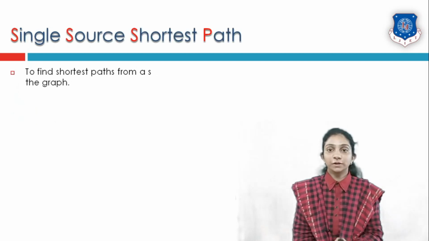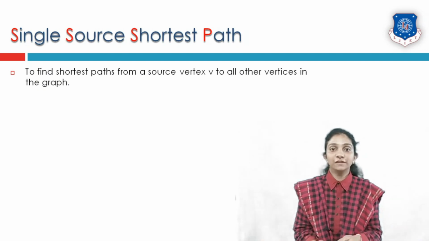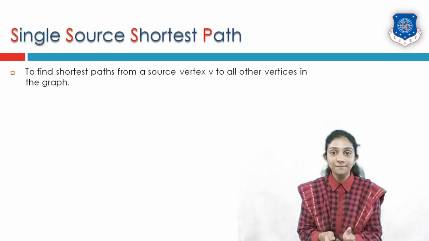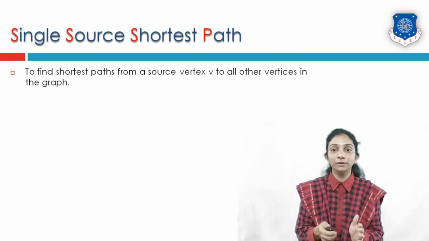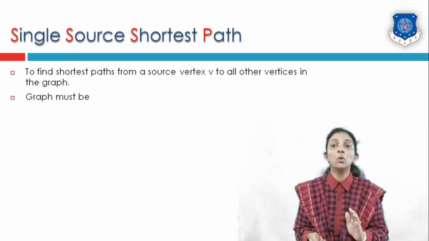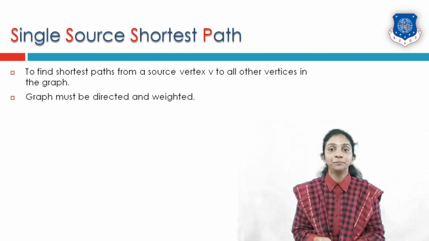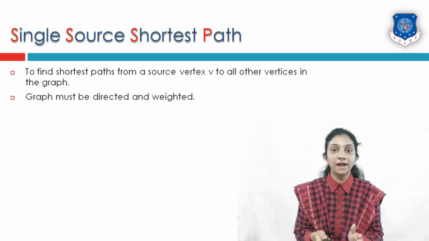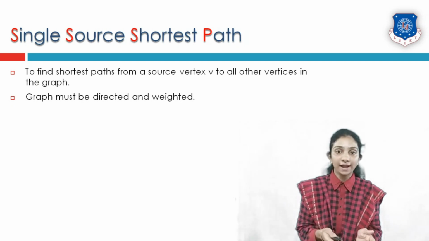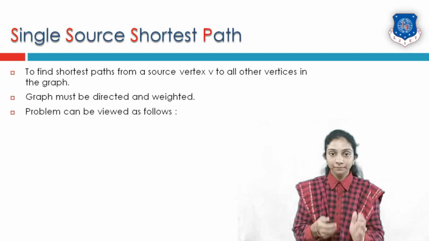Single source shortest path algorithm is performed on a graph. In this graph there is a single source vertex P, and we have to find the shortest distance from the source to all other vertices. Dijkstra's algorithm can be applied to a directed and weighted graph.